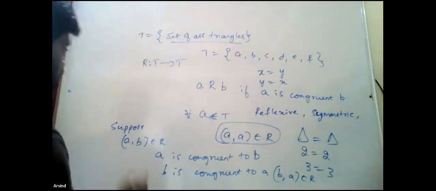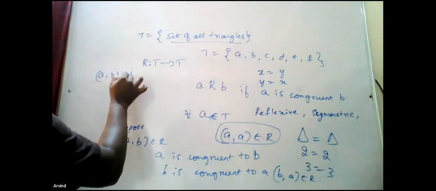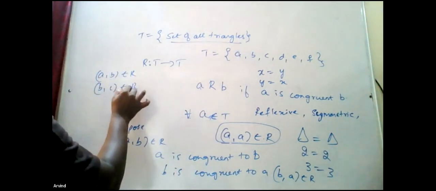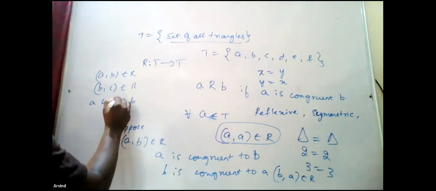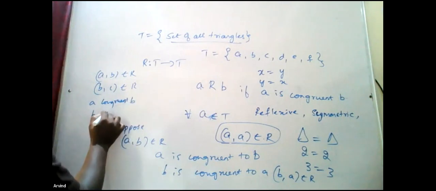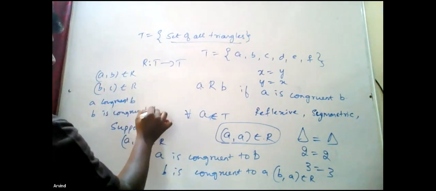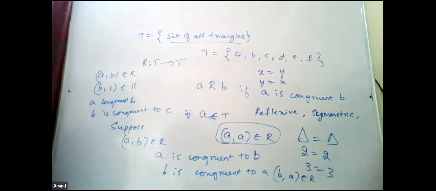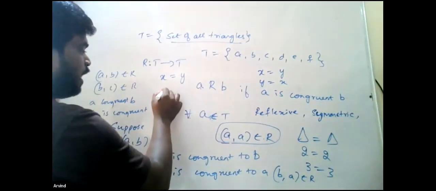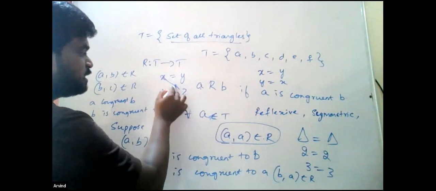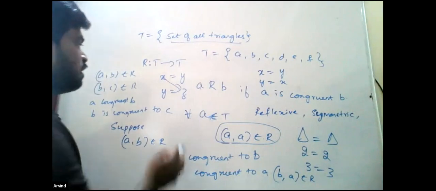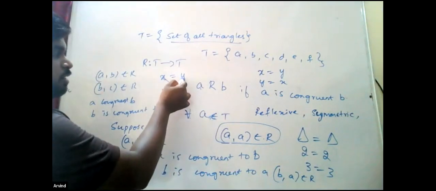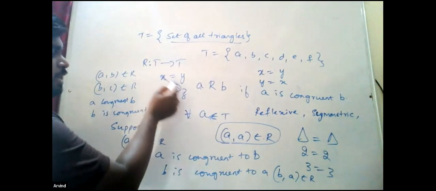Next, coming to transitive. Suppose (a, b) belongs to R and (b, c) belongs to R, meaning A is congruent to B, and B is congruent to C. Can I say A is congruent to C? Yes, sir, easily. Simple logic. X is equal to Y, Y is equal to Z. Therefore, I can tell X and Z are equal. Axiom 1: things which are equal to the same thing are equal to one another. So X is equal to Y, and Y is equal to Z. Therefore, I can tell X is equal to Z.